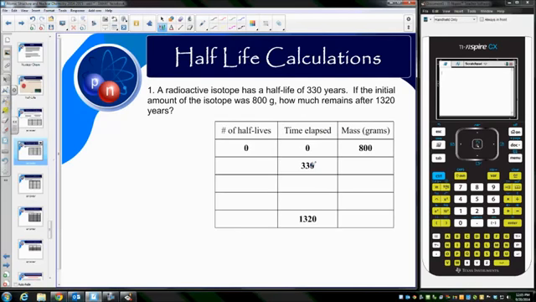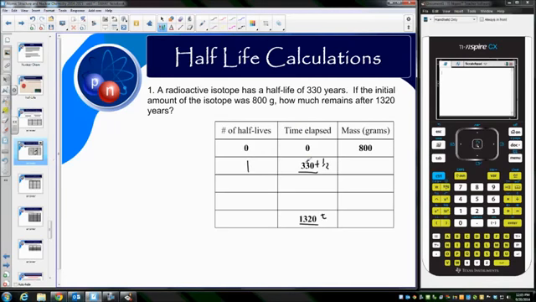If an isotope has a half-life of 330 years, and the initial amount of the isotope was 800 grams, how much remains after 1,320 years? So our time elapsed is going to be 1,320. Our half-life is 330 years. Okay, so we can use those values to calculate N in a moment. We're given an original mass, and we're starting at time 0, where 0 half-lives have passed.